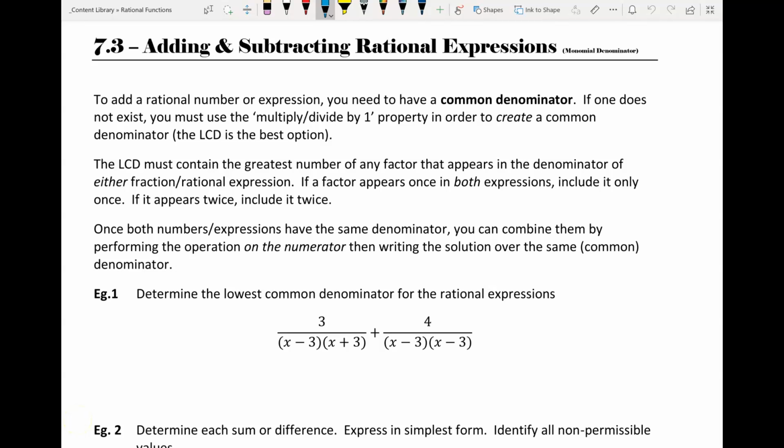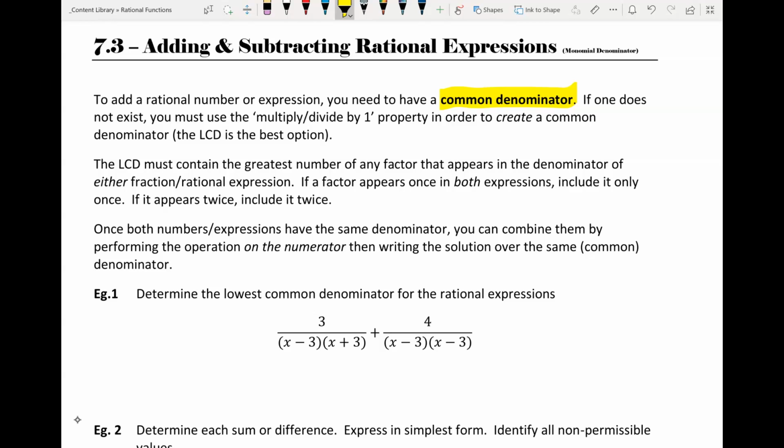Welcome to adding and subtracting rational expressions, and we're just going to focus on monomial denominators in this lesson. To add rational expressions, we need a common denominator, just like when we add or subtract fractions. If one doesn't exist, you have to use the multiply or divide by one property in order to create a common denominator. Your lowest common denominator is always the best option.